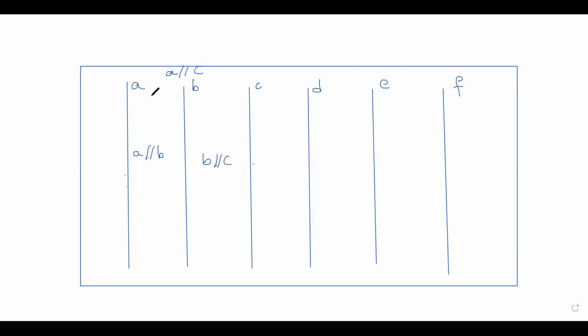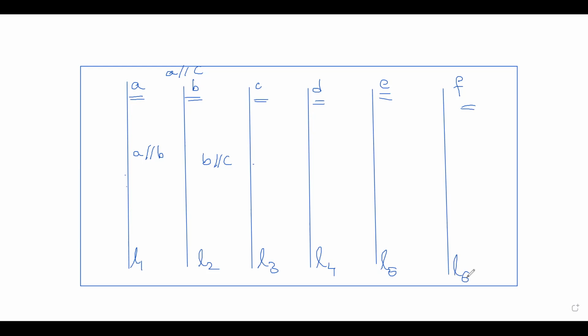Of course, because A is parallel to B, B is parallel to C, C is parallel to D, that means A is parallel to D. And similarly, D is parallel to E and E is parallel to F. So instead of A, B, C, D, they said this is L1, L2, L3, like that. Line 1, line 2, line 3, line 4, line 5, line 6. Like this, they told.